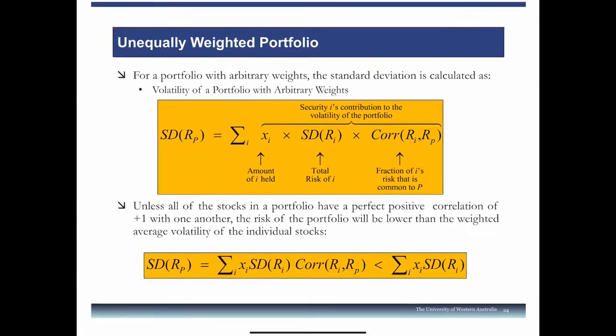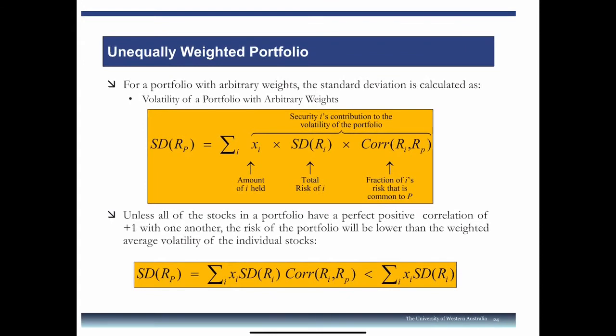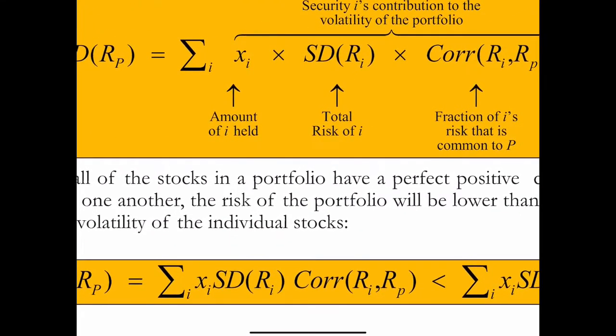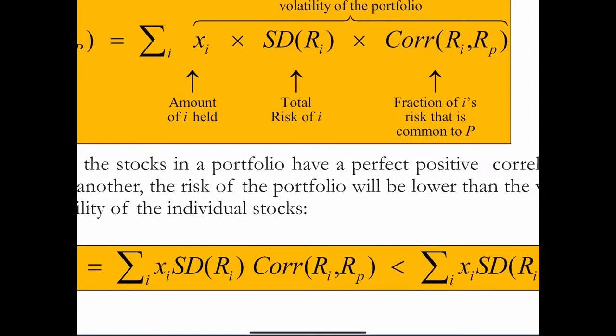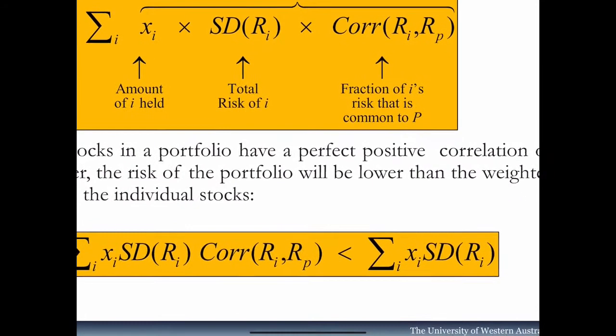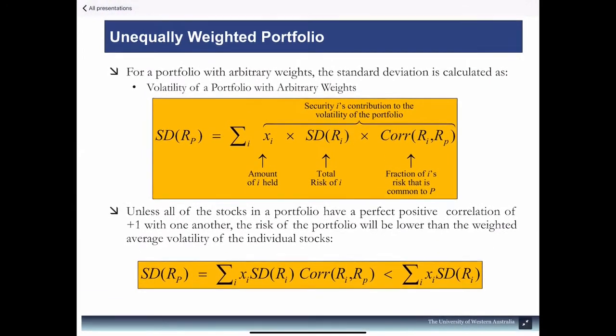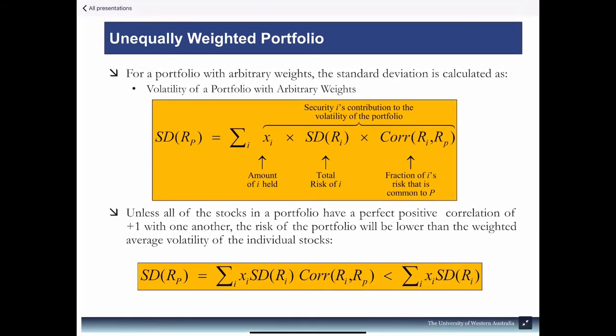You don't have to go through a derivation to prove this formula, but what we want to show here is that unless all of the stocks in a portfolio have a perfect positive correlation of plus one with one another, the risk of the portfolio would be lower than the weighted average volatility of the individual stocks. The volatility of the portfolio, RP, equals what we've shown over here, XI times SD of RI times the correlation of RI with RP, which should be less than the individual weight times SD of RI, because the correlation is bounded between minus 1 and 1. So unless it's 1 for every single pair, it's always better to combine them than to simply think about the weighted average of the individual stocks' volatility. All right?